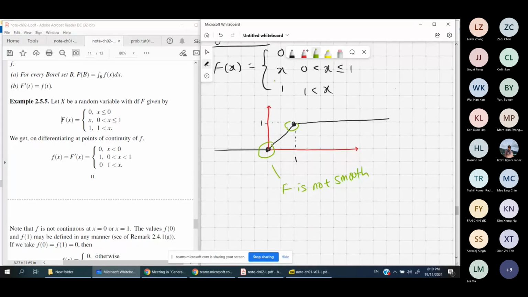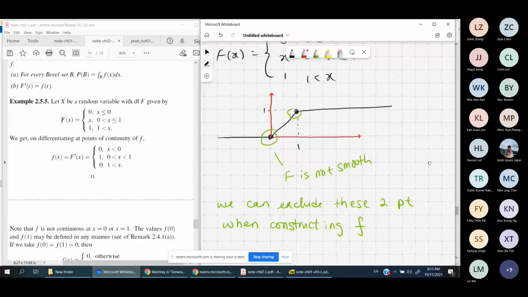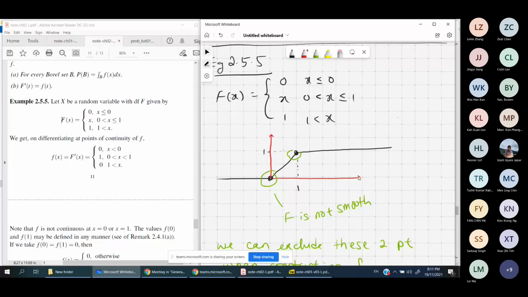So f is not smooth over here, then we can exclude 2 points when constructing small f. Okay, because here we want to use the differentiation, right? So that's why we don't have to use it. So this is our f, then we can exclude it.